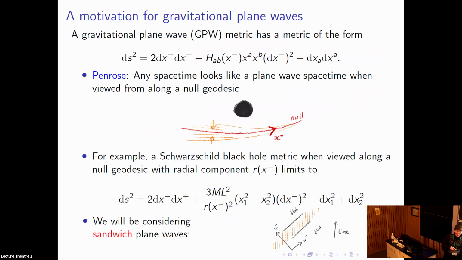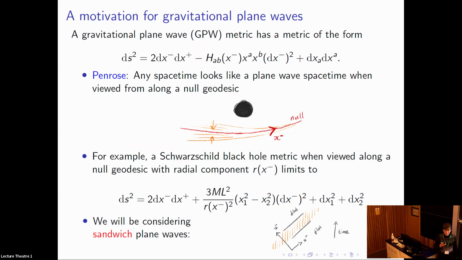So for a lot of this talk, I'm going to talk about gravitational plane waves. I just wanted to motivate why I'm doing this and not just going straight to black holes. So this is the metric for a gravitational plane wave. And as you can see, we're in light front coordinates. And we have one non-trivial bit of the metric here in the dx minus squared direction.